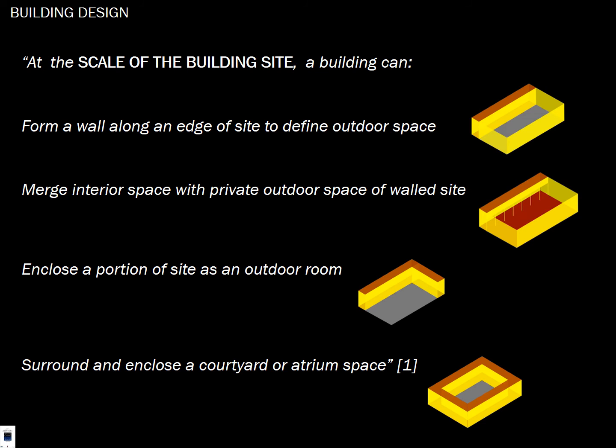So building design. At the scale of the building site, a building can form a wall along an edge, define outdoor space, merge interior space and private outdoor space in the walled site. You see that in a number of warmer climates, also in Japanese design and Chinese design, and frankly Wright design some. Close a portion of the site as an outdoor room, an L shape, or just completely surrounded as a courtyard. You see this dating back to Roman times, Chinese times, 2,000 years ago, and Spanish times too.